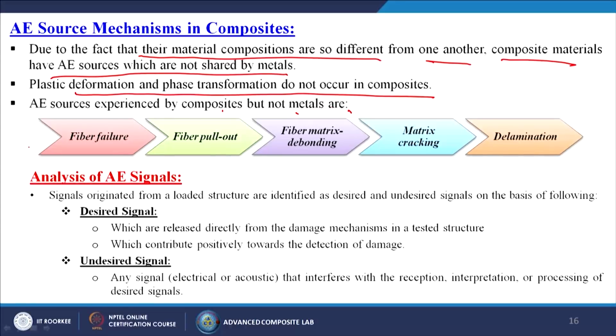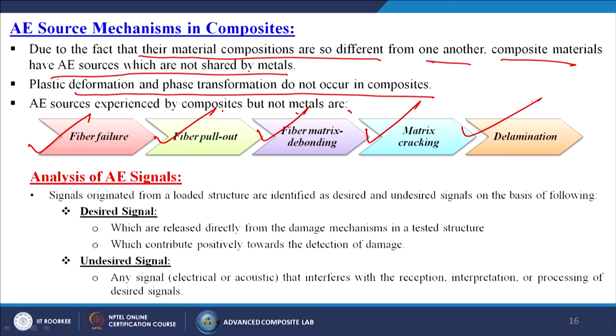So, plastic deformation and phase transformation do not occur in composites. AE sources experienced by composites but not metals are fiber failure, fiber pull out, fiber matrix debonding, matrix cracking and the last one is called delamination.